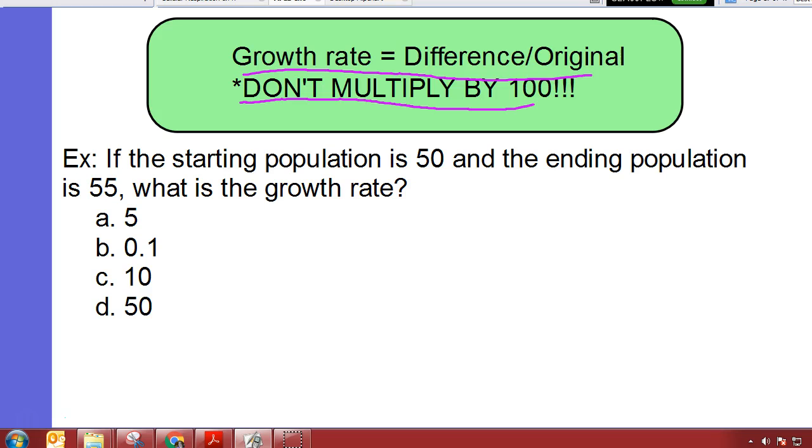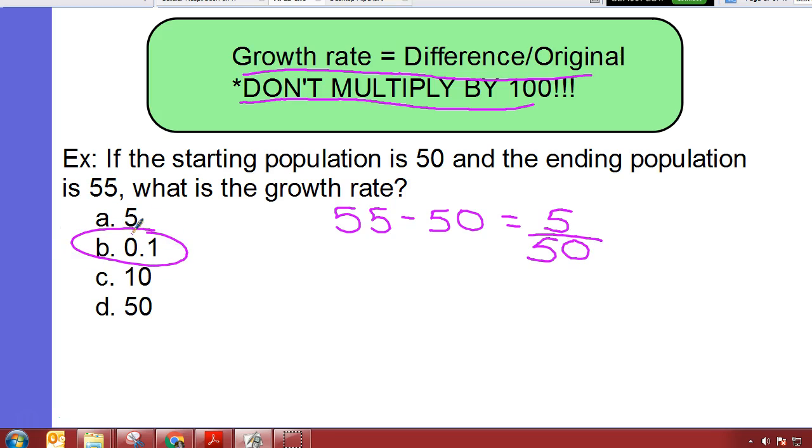So for example here, if the starting population is 50, ending is 55, what's the growth rate? So we would take 55 minus 50, which would be 5, and we take it over the original. So 5 divided by 50. So what's going to be my growth rate? 0.1. Okay. So those are the two types of problems that you're going to have to know at least right now.